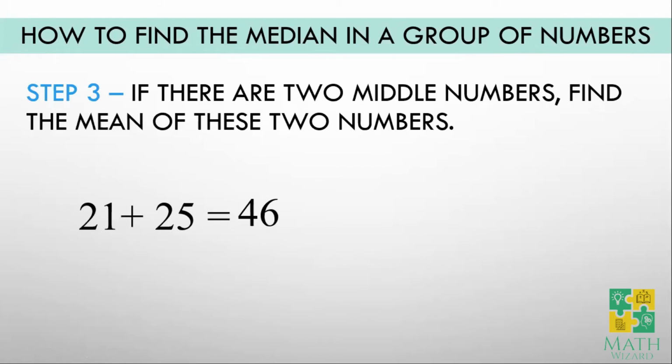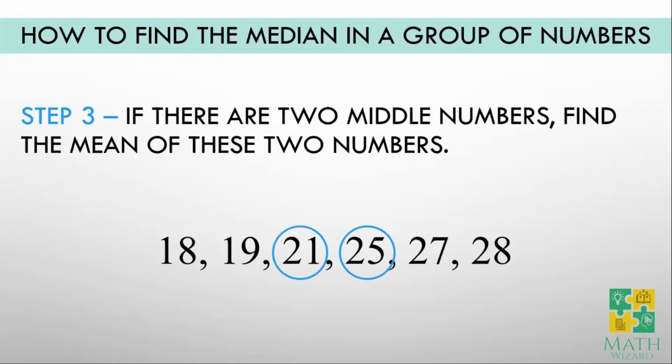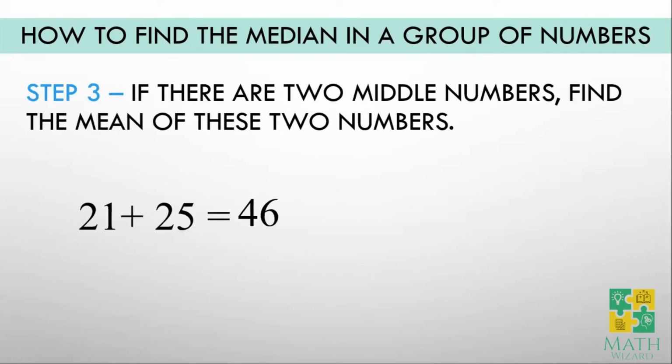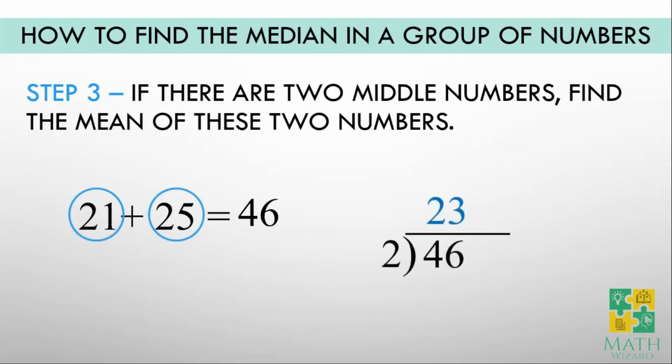How do we find again the median if there are two middle numbers? We just add the two numbers. Mapapansin natin that's 21 and 25. We add them together. That's 21 plus 25, that is equal to 46. And 46, we divide that by 2. I-divide natin sa 2. And the result is 23. Therefore, ang ating median is 23.